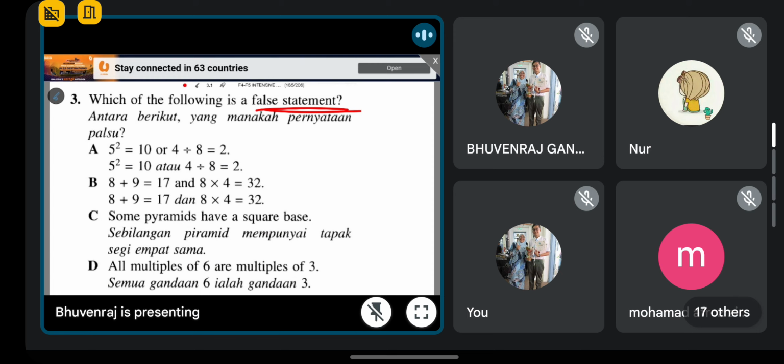Okay, so I announce the answer. Jawapan dia adalah A. The answer is A. Okay, false statement. Okay, lihat betul-betul pernyataan salah. Okay, so now I discuss with you. Okay, so this one all rules guys. Kamu kena ingat balik petua. Okay, first statement, can I ask you guys this part, true or false? Benar atau palsu?